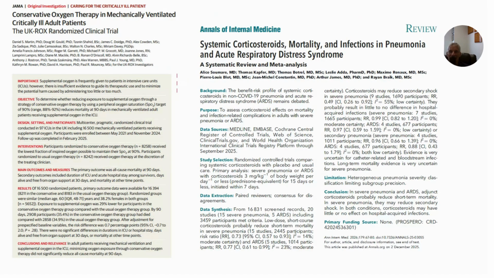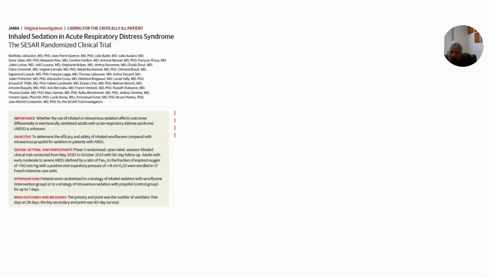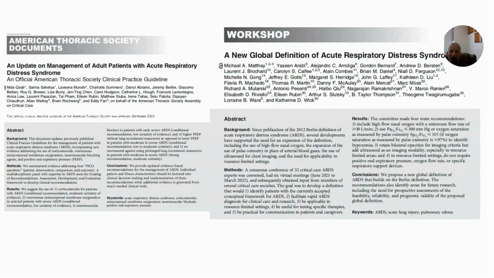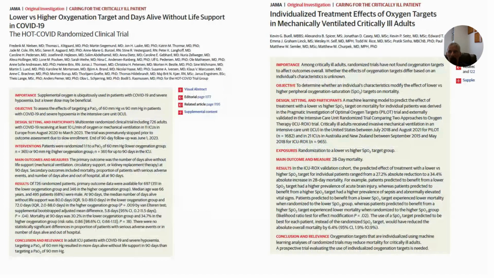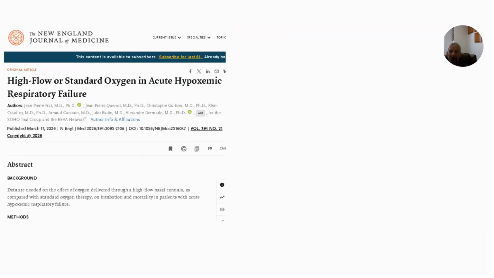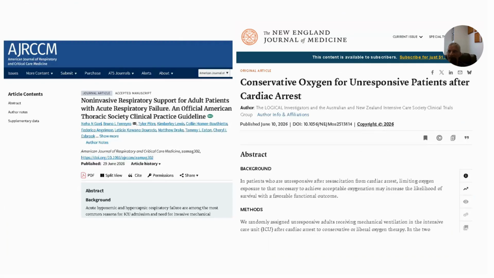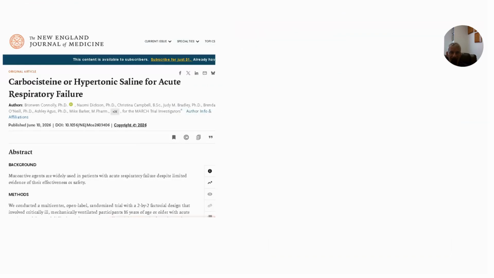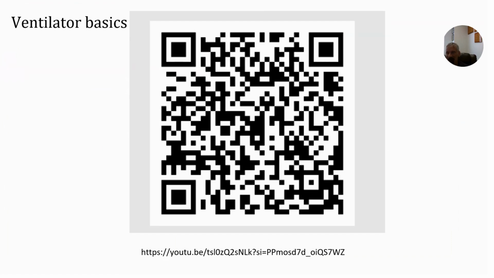We're going to go over oxygen therapy in mechanically ventilated patients, what goals, steroids in pneumonia and ARDS, the CESAR randomized trial, an update on ARDS, a new global definition, HOT-COVID, and again oxygen targets, machine learning, neuromuscular blockade in ARDS, and electrical impedance tomography, high flow or standard oxygen in acute hypoxic respiratory failure. We'll go over non-invasive respiratory support guidelines, and then oxygen therapy for cardiac arrest, and then hypertonic saline versus carbocysteine for acute respiratory failure.